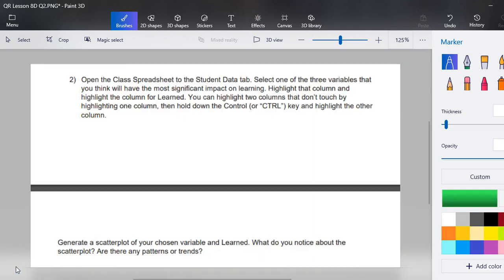Question 2 asks us to open a class spreadsheet and select one of the 3 variables that you think have the most significant impact on learning. Highlight that column, highlight our learned column, and we can highlight 2 of them, and it gives us an idea of how. And it asks us to do a couple of things. Generate a scatter plot of your chosen variable like technology or hours working or hours sleeping, and select your ratings of what you feel that you've learned in this class. What do you notice about the scatter plot, and are you noticing any trends?